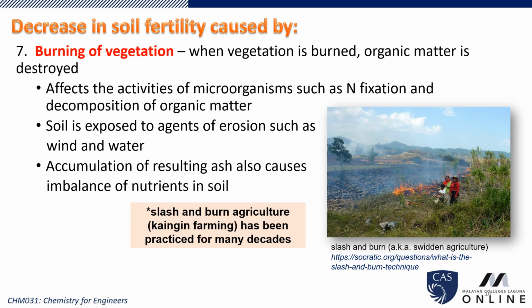Another factor that causes a decrease in soil fertility is the burning of vegetation. When vegetation is burned, organic matter is destroyed. This affects the activity of microorganisms such as nitrogen fixation and decomposition of organic matter. Soil is exposed to agents of erosion such as wind and water, and accumulation of the resulting ash also causes imbalance of the nutrients in the soil. In the Philippines, there is what is called kaingin farming or slash and burn agriculture, and it has been practiced for many decades.